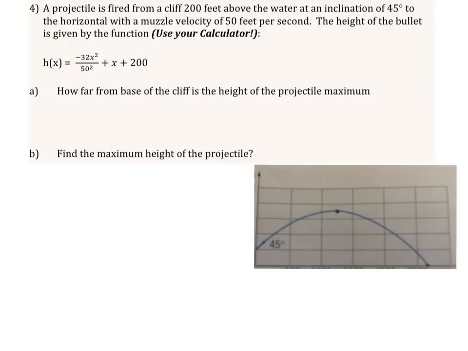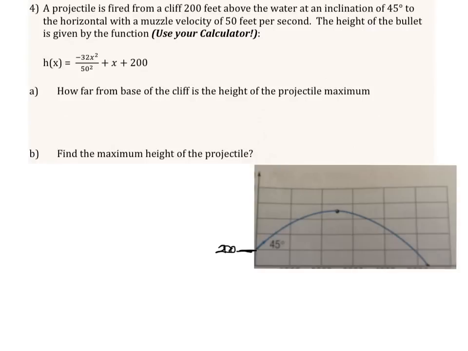Alright, so here we have a word problem. Let's read through it. A projectile is fired from a cliff 200 feet above the water at an inclination of 45 degrees to the horizontal. The muzzle velocity is 50 feet per second. The height of the bullet is given by the function h of x is equal to negative 32x squared over 50 squared plus x plus 200. Why plus 200? Well, our starting height is 200.